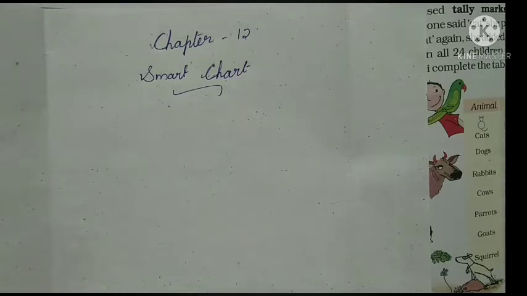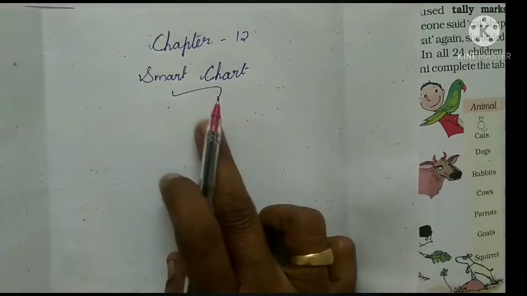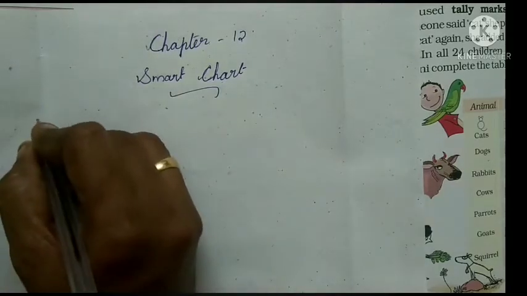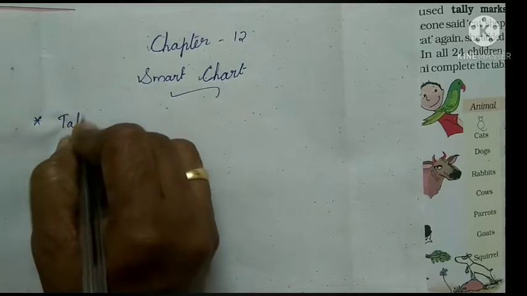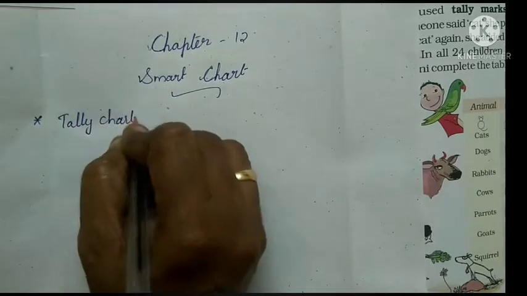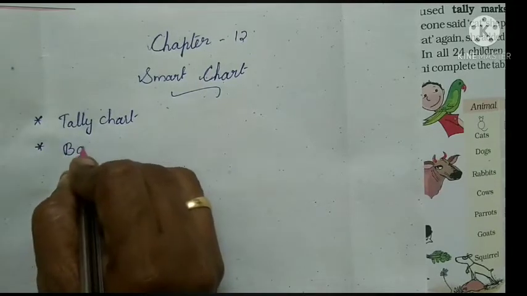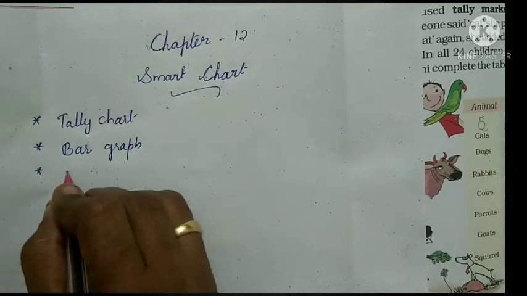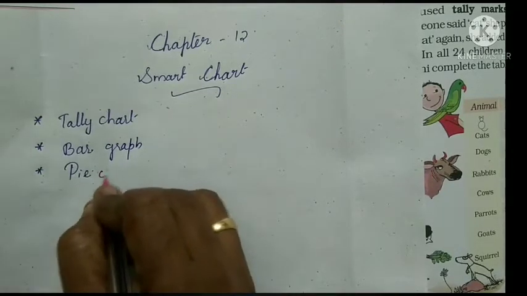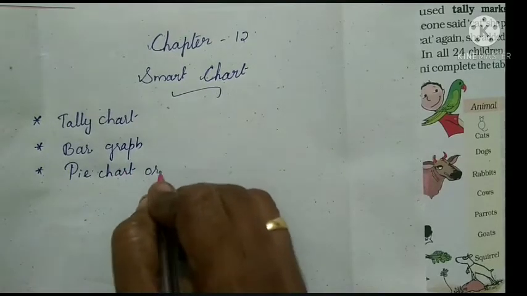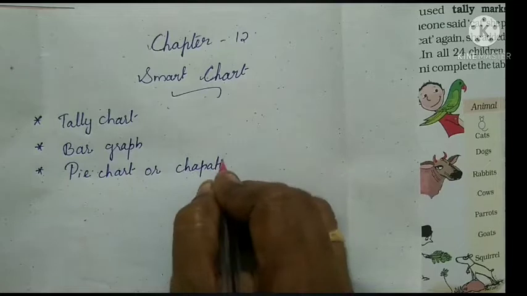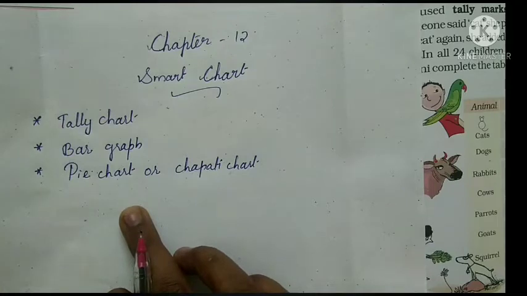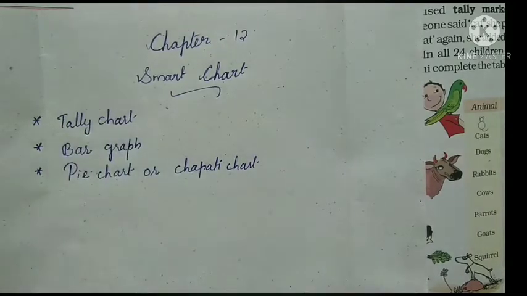Today we are going to learn Chapter 12, Smart Chart. In this chapter, we have to learn 3 main charts. First one is tally chart, second one is bar graph, and third one is pie chart or chapati chart. These are the main things we have to learn in this chapter. So the first topic, tally chart.